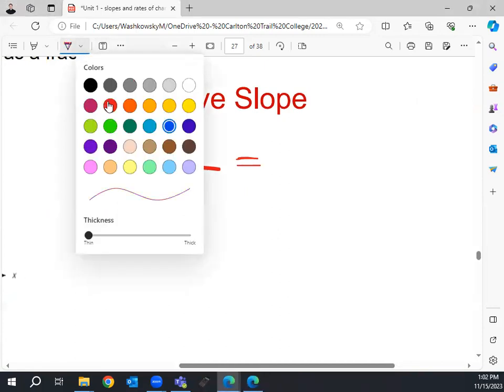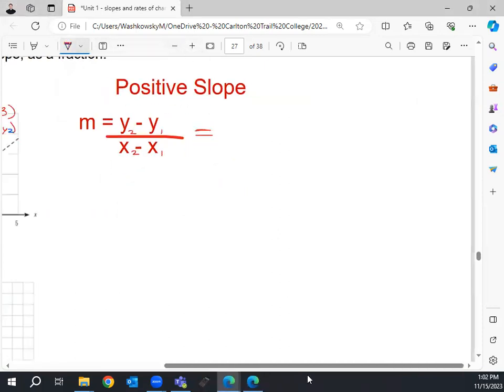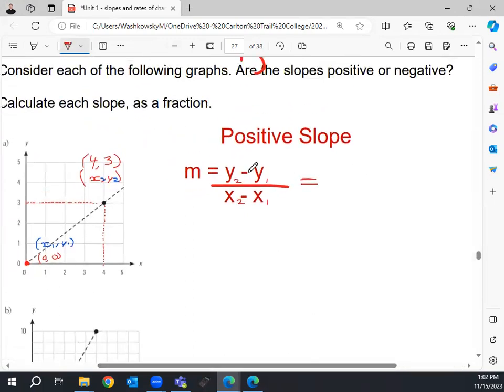So looking at my graph, zoom out a little bit. What's my y2? What's my second y I see? Well, it's going to be 3. And then what's my y1? 0. And then that's just divided by my x2, which is 4. This is the second x I see. And then my first one was just 0.